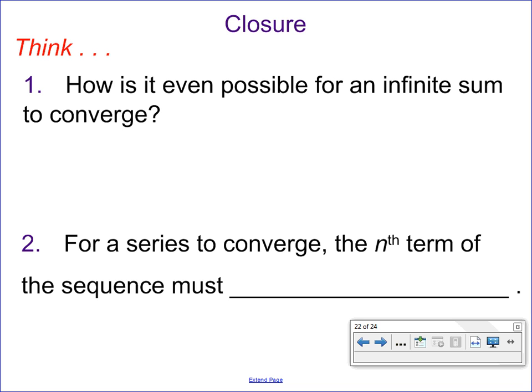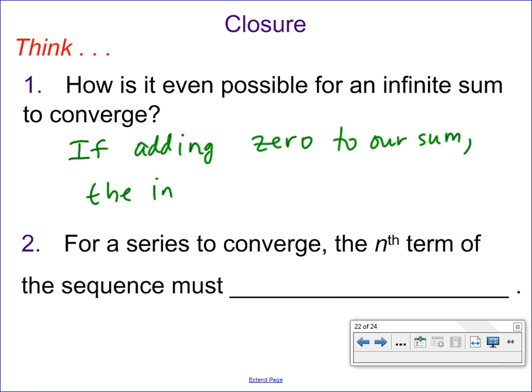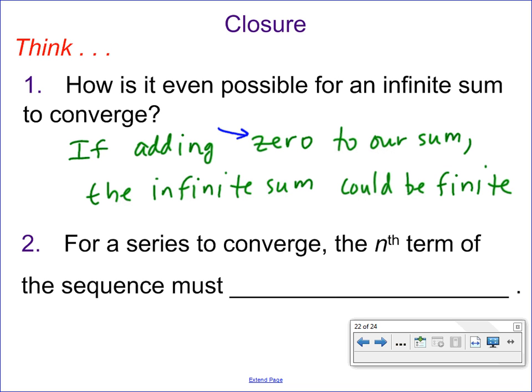Okay, how is it even possible for an infinite sum to converge in the first place? Aren't we adding an infinite number of terms? Danny? If the terms go to 0, it stops. If we're adding a term value that's approaching 0 to our sum, the infinite sum could be finite. However, we must point out that we're not adding 0, we're adding a term value that's approaching 0. And if that term value is approaching 0 quickly enough, then the overall infinite sum could be finite. Could be. Doesn't mean it is.